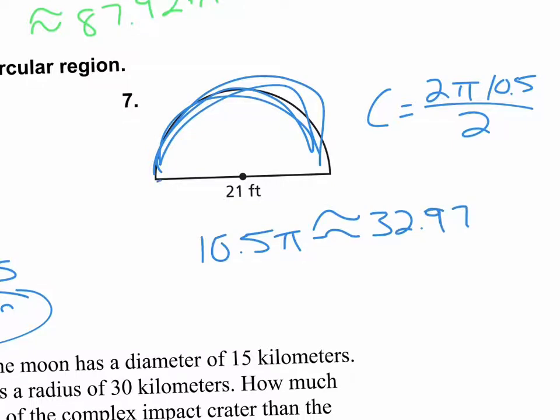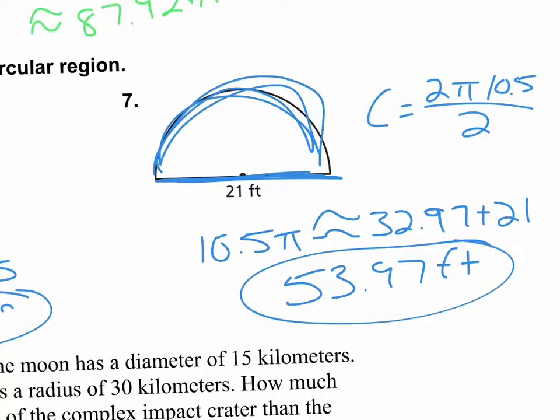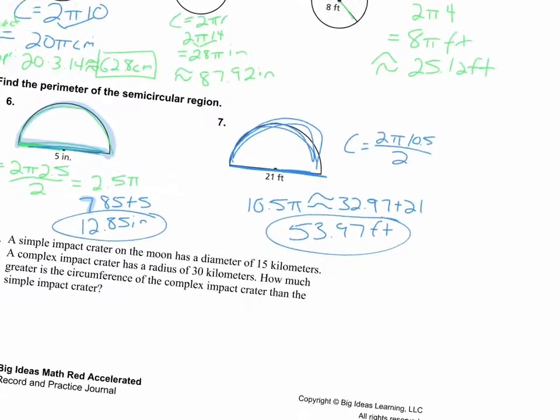32.97. But then we have to also add this length here because it's not the full perimeter. I recommend drawing it and making sure you get all the sides. So then if I add 21, I get 53.97 feet as my answer. Okay? Alright, moving on to the word problem.